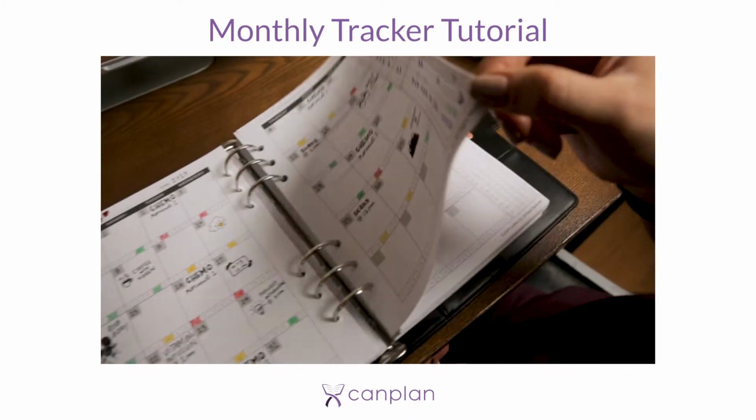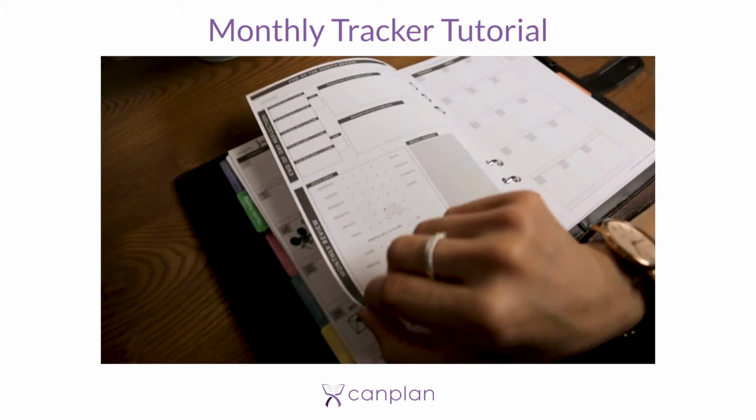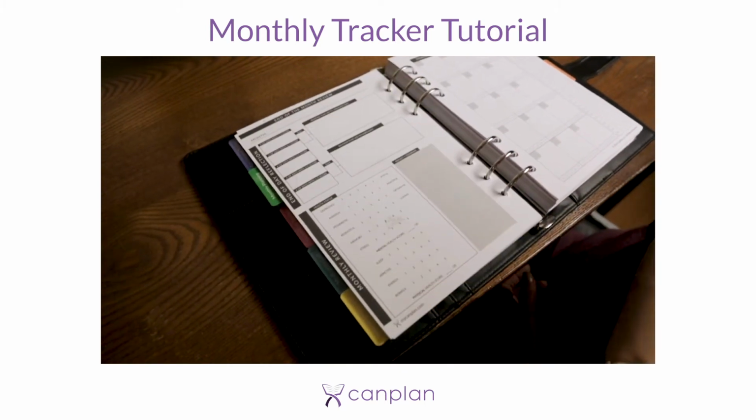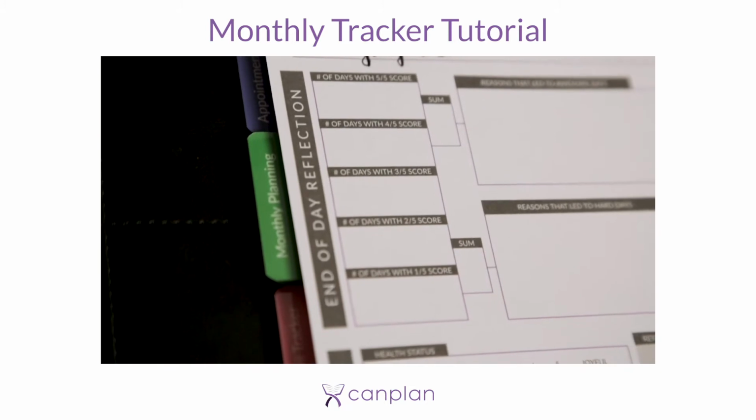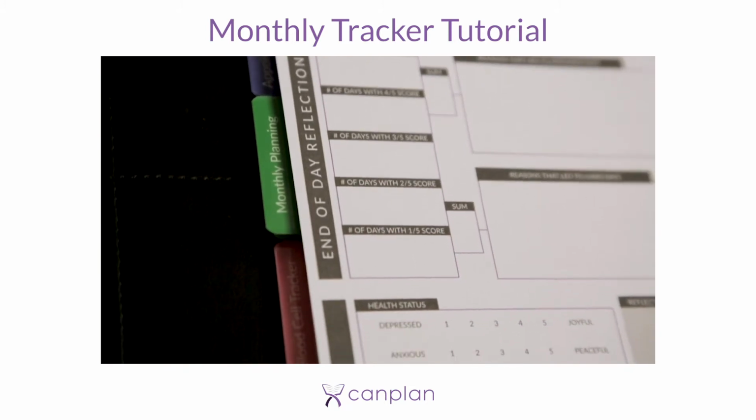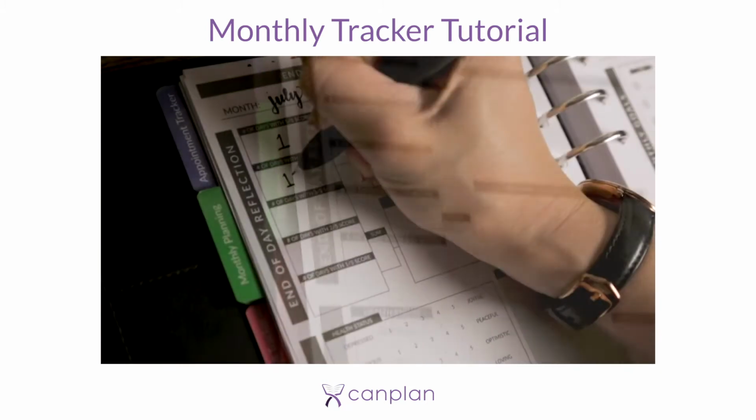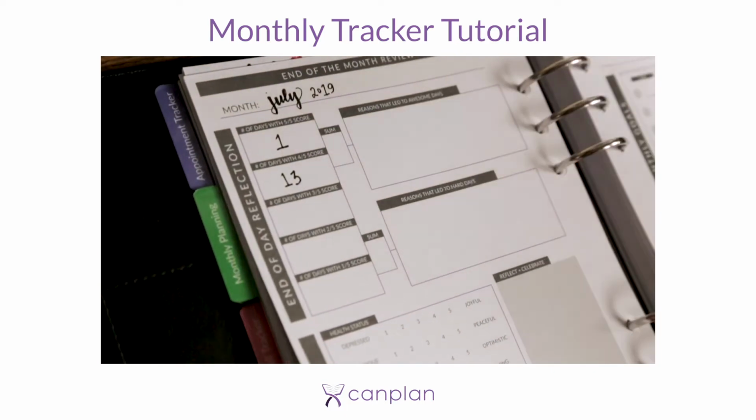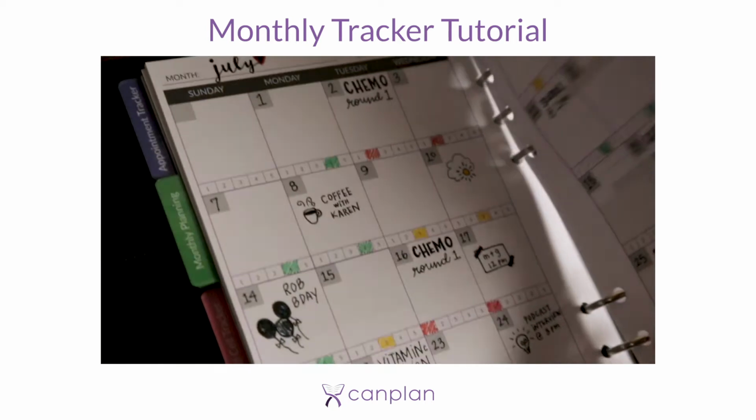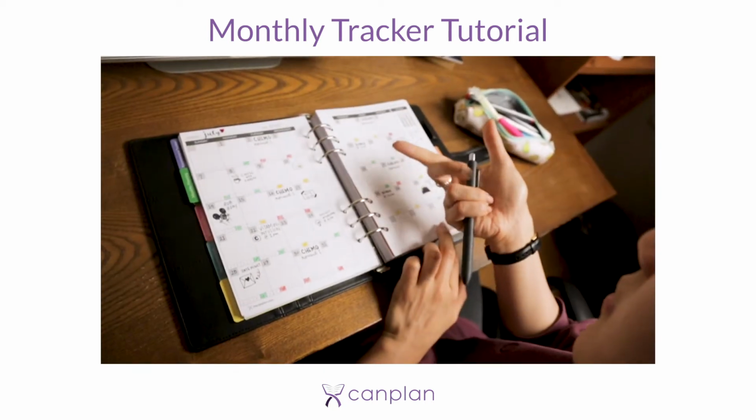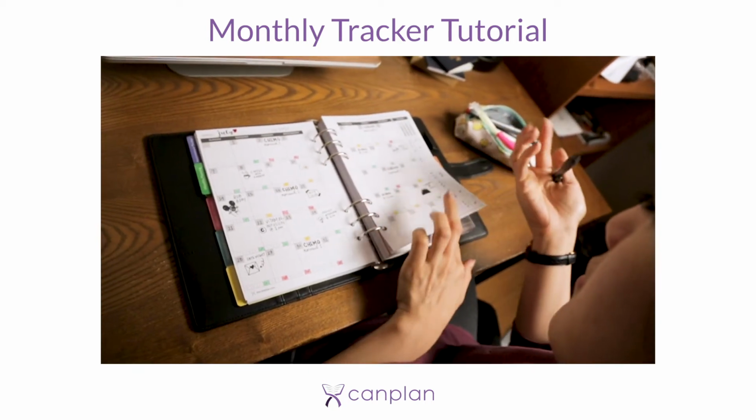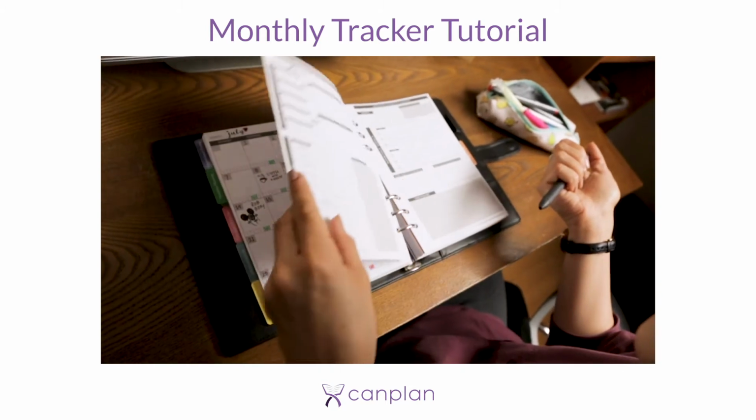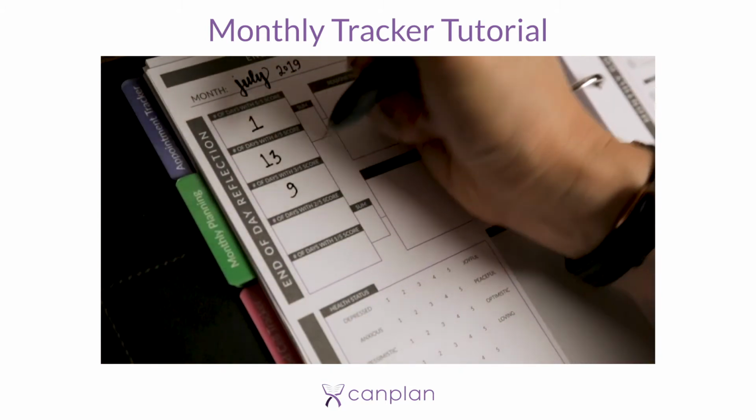Now let's flip the page to go over the end of the month review. At the end of each month, you're going to tally up your end of the day reflection scores and write them in the left-hand boxes. So look back to your calendar and count how many days you scored a 5 out of 5, and then write that number in the first box. Then find out how many days you scored a 4 out of 5 and then write that in the box below. And do that for each of the numbers.